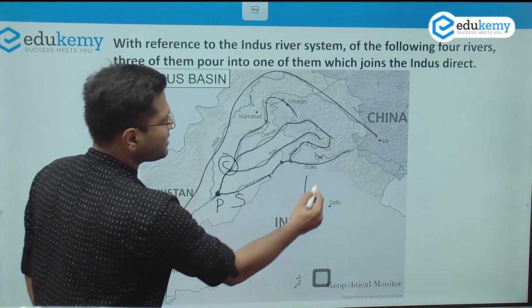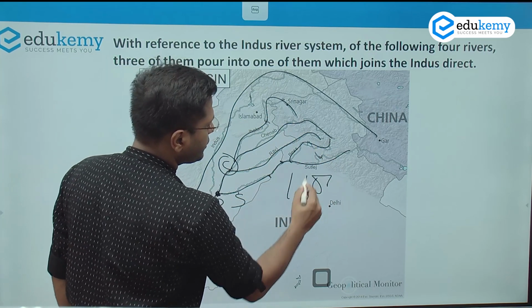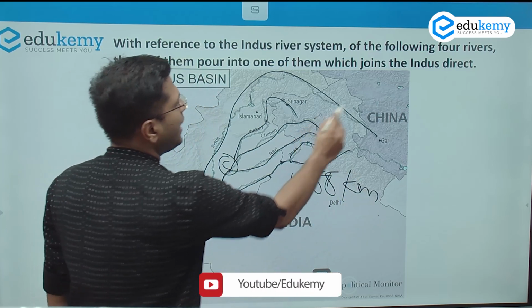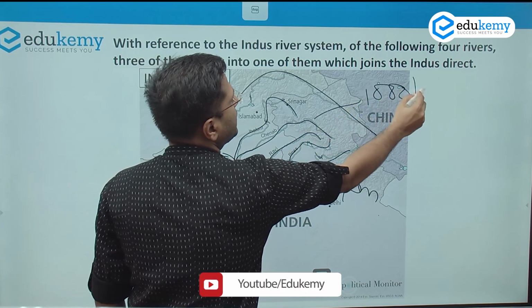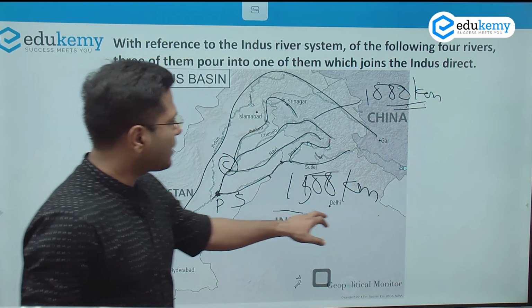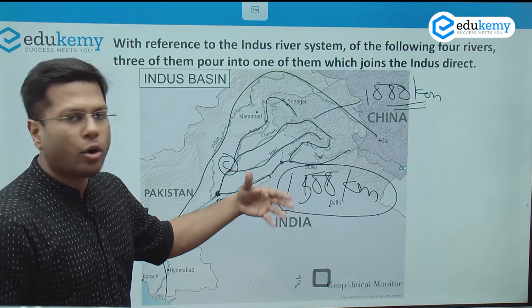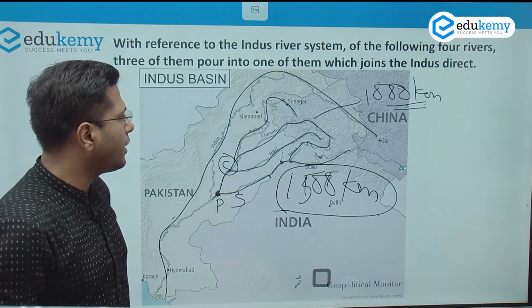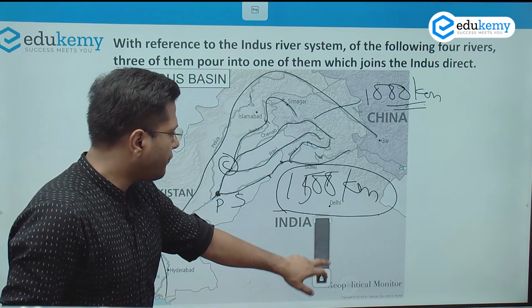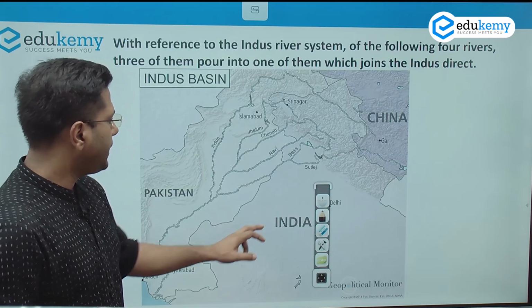Why? Because Sutlej is the longer river. Sutlej's total length is around 1500 kilometers, and Chenab's total length is around 1000 kilometers, right? So there are different kinds of nomenclature. One says the name of the main river should follow the longer river, and somebody says it should be the larger river. So this is the kind of conflict we are already into here, right?